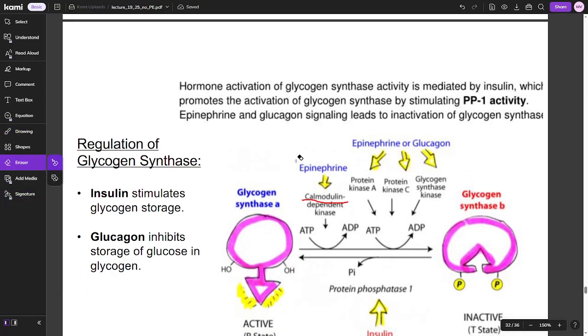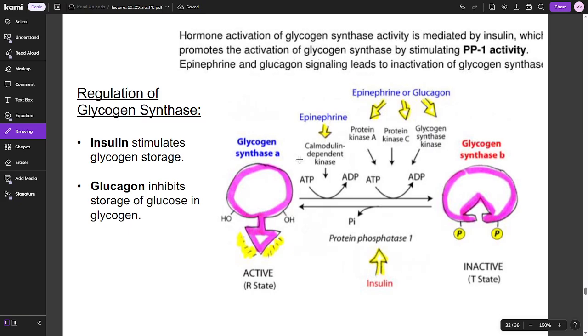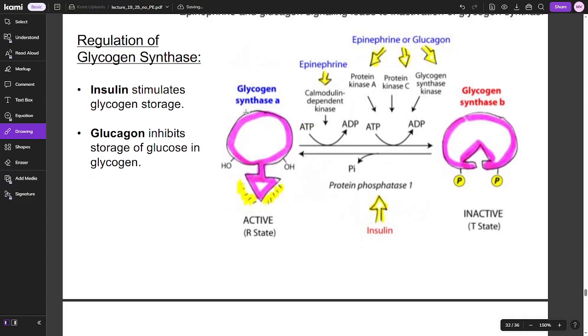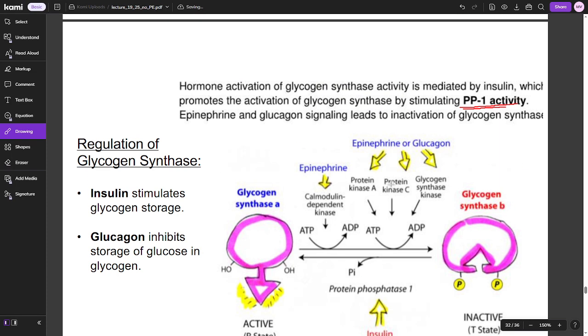So, if we look at glycogen synthase, we can stimulate protein phosphatase to induce activity of glycogen synthase, because insulin promotes activity of glycogen synthase, and insulin promotes phosphatase activity. Since we're trying to promote the storage of glycogen, that means that glycogen synthase, which promotes storage of glycogen, must be active in its dephosphorylated state, right?